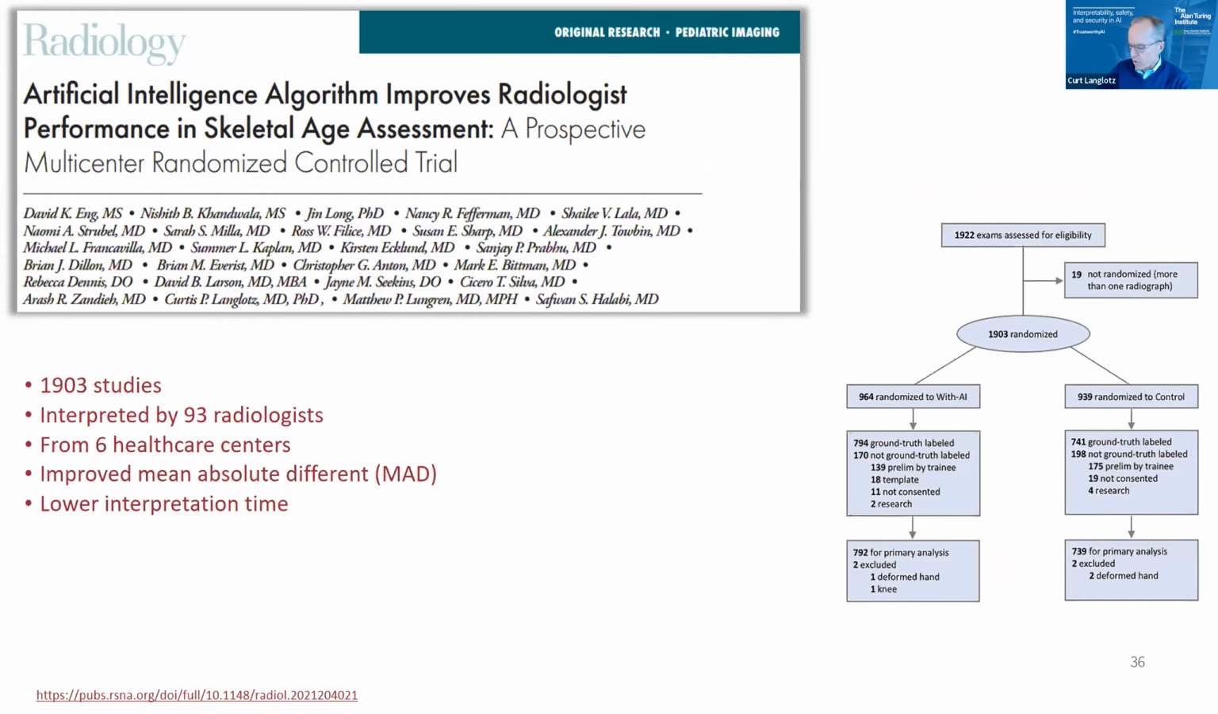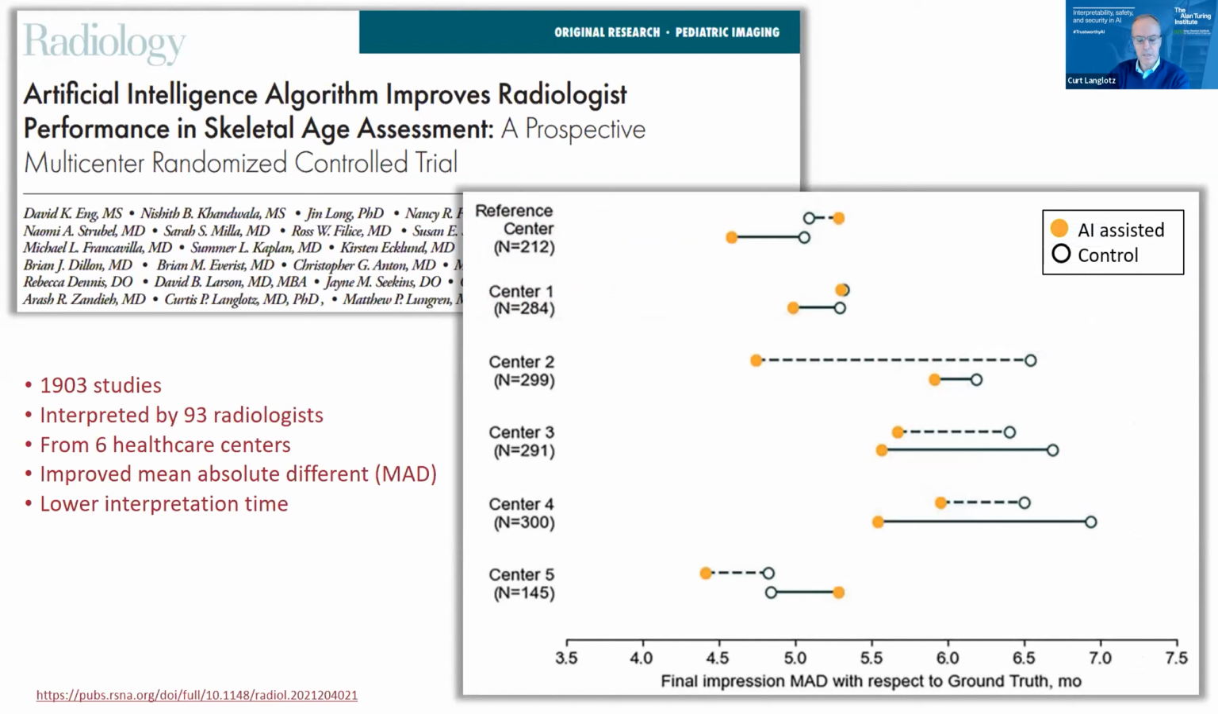And again, we showed that, first of all, it was quicker to interpret a study when you had this assistance. And second, that there was an improvement, just as we've seen with some of the other algorithms, with AI assistance at the centers. So that's a great success.